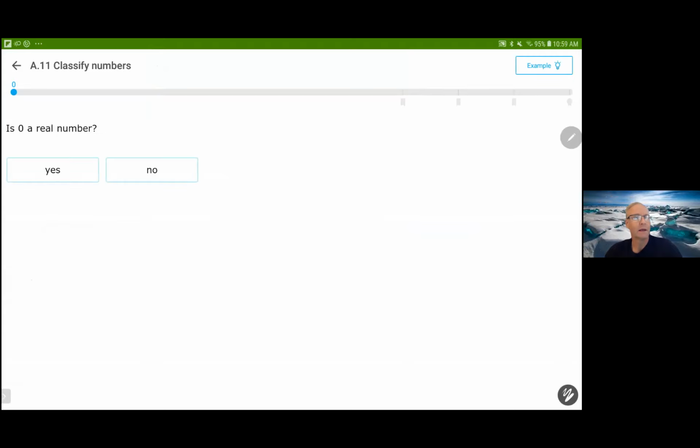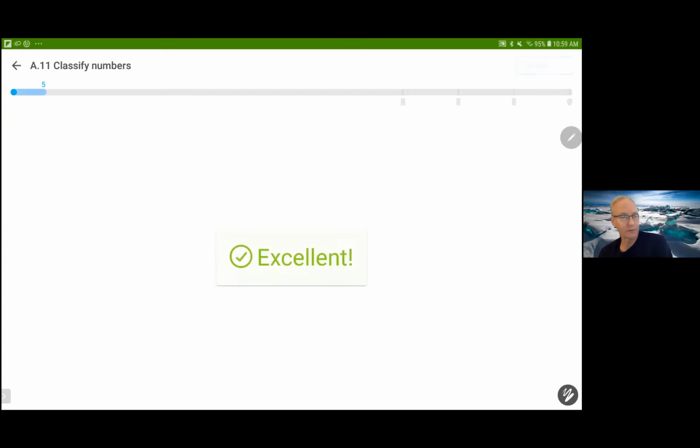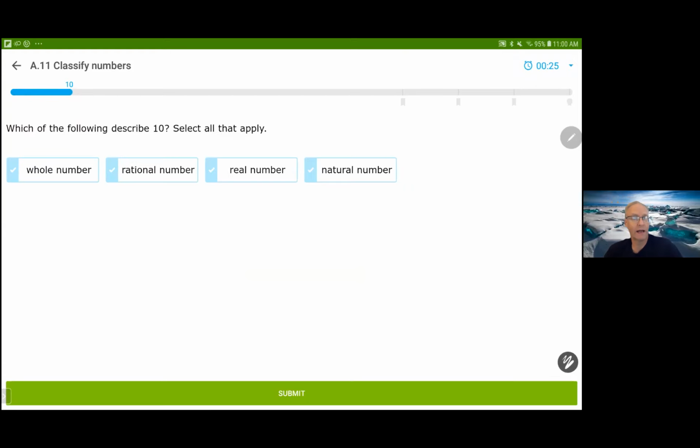And is 0 a real number? Well, we've heard of it before. And any number that you've ever heard of is a real number. The only ones that aren't are called complex numbers and sometimes imaginary numbers. So yes, 0 is a real number. And in fact, it's one of the most important numbers we've ever had in history.